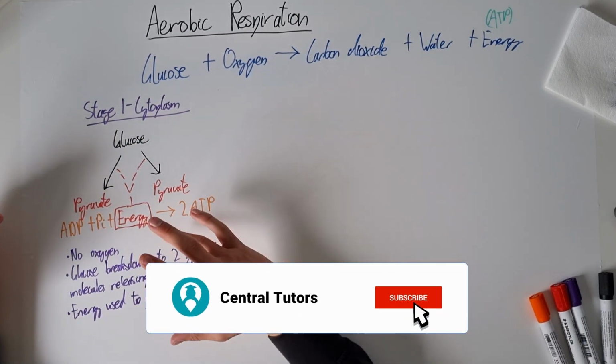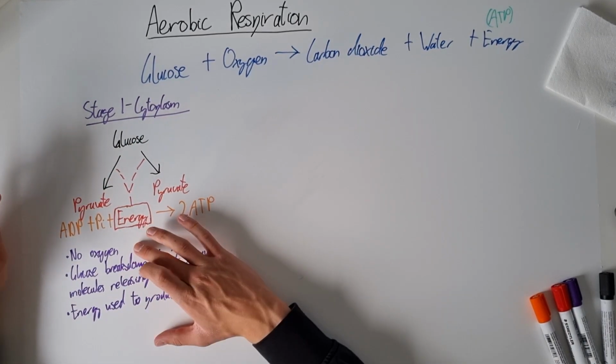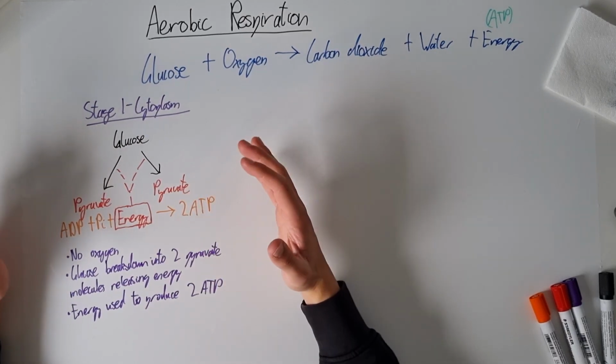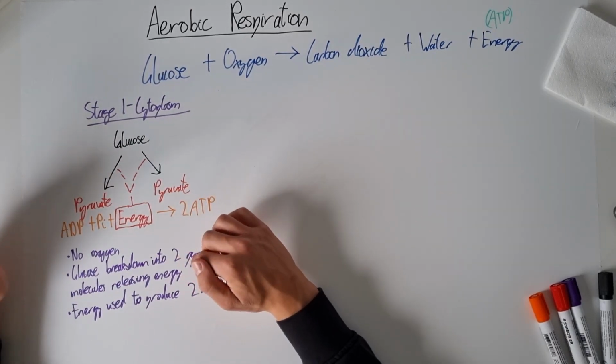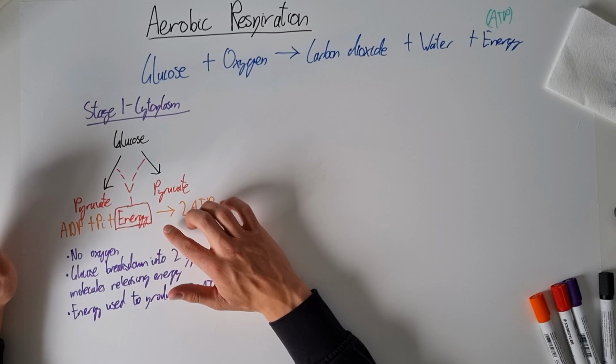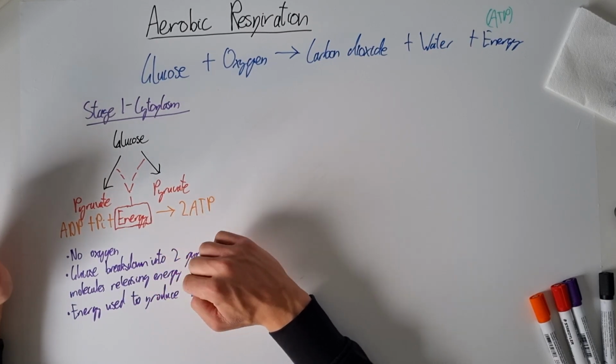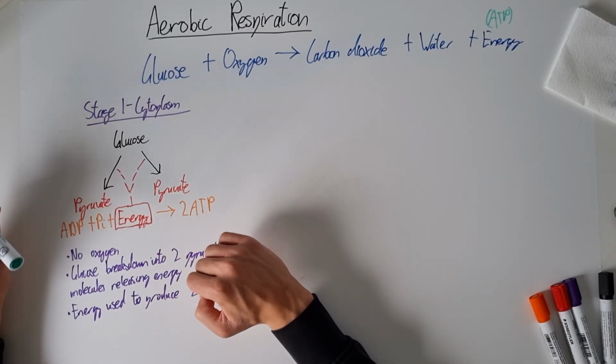Now, just some important steps. No oxygen is required in the first step, it's required in the second step. Glucose is broken down into 2 pyruvate molecules, releasing energy, and that energy is then used to produce 2 ATP. So let's go ahead and look at stage 2 now.